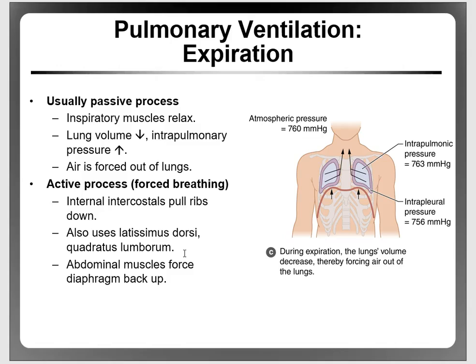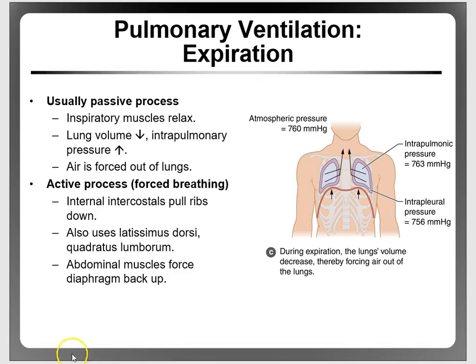So as that diaphragm is relaxing, it's returning to its normal position upward. And when the external intercostal muscles relax, that's going to allow the ribs and the sternum to move back into their resting positions. And so what happens when volume decreases? That means pressure is going to increase. So now my pressure is increased in my lungs. It's 763. What is the air going to do? It's going to move from high pressure to low pressure. That means it's being pushed up and out of the lungs.